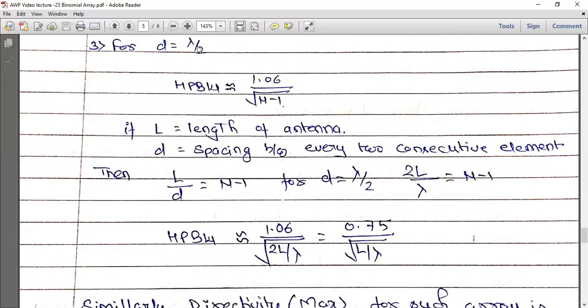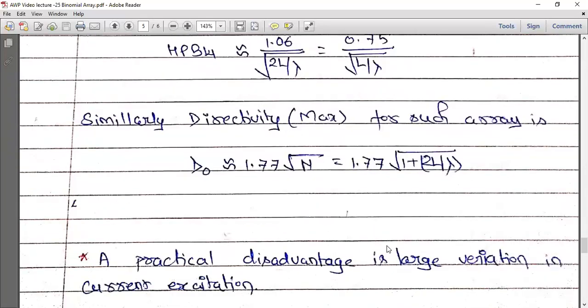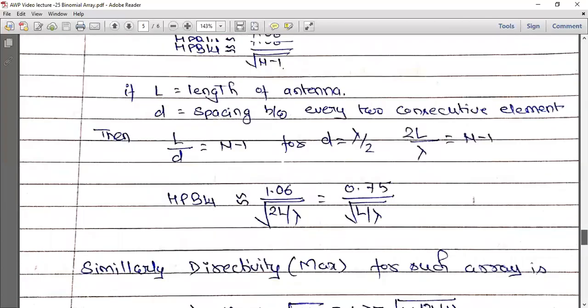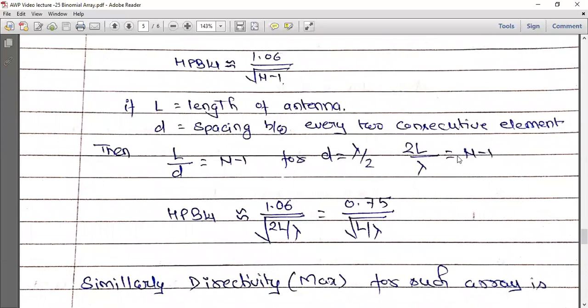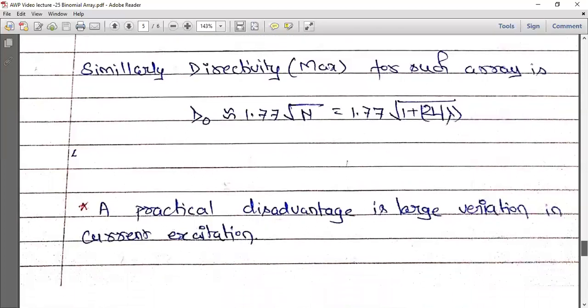When D is given as lambda by 2 here, D can be replaced by lambda by 2, and you have n-1 equal to 2L upon lambda. Substituting this 2L upon lambda here, you have the half power beamwidth given by this particular expression. Similarly, for the same case of D equal to lambda by 2, directivity is given by 1.77 square root of n, where n is the number of elements. Using the expression 2L by lambda equals n-1, you can find n equals 1 plus 2L by lambda. Correspondingly, the directivity is 1.77 square root of 1 plus 2L by lambda.